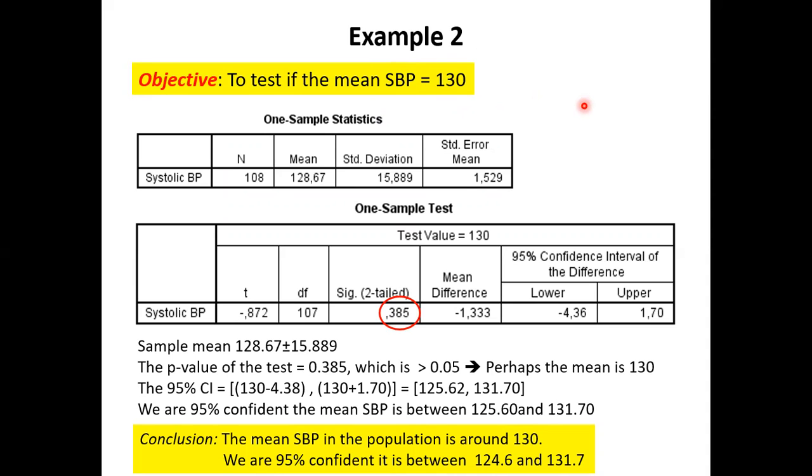Excuse me, I have a question. Since we already know the mean is 108 and 67, why do we need to do the t-test? That's my objective. My objective is to see how much difference there is from here to here, like 1.33. Is there a big difference or small difference? We don't know.